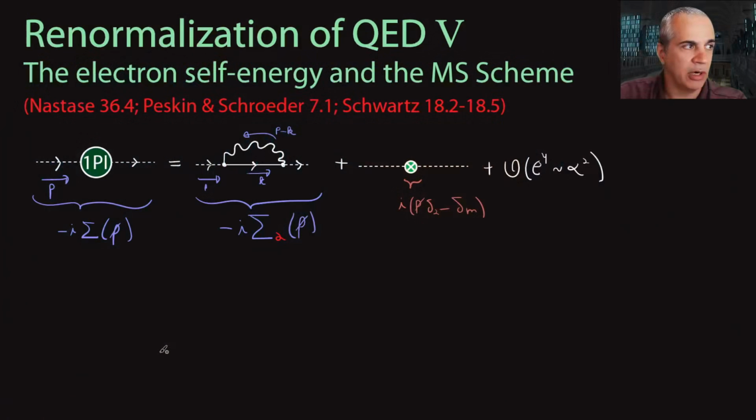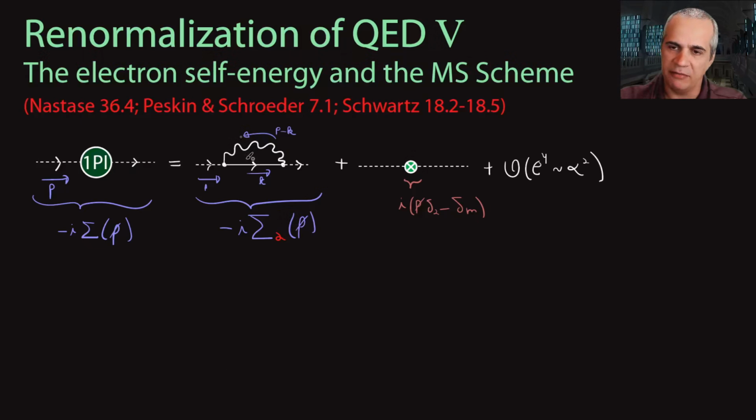Hello, today we continue with our normalization program for QED, and the next step in this calculation is to get the first order, the first loop contribution to the electron self-energy. So we're looking today at the 1PI contributions to the electron propagator. The very first loop we have to figure out is this one.